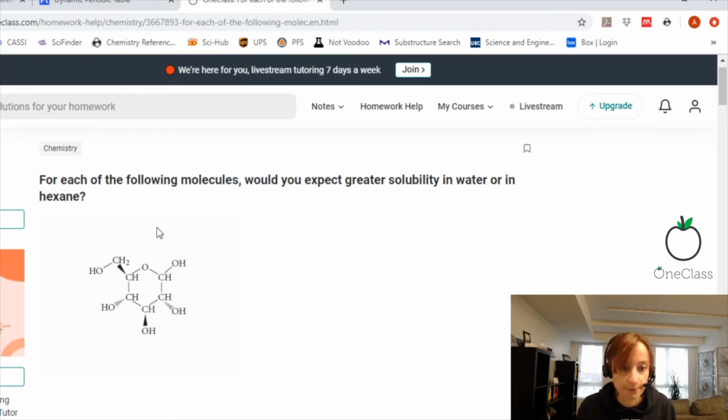In this case, this is glucose. Glucose has 1, 2, 3, 4, 5 OH bonds, so 5 hydrogen bonding spots on it. So it's going to want to hydrogen bond with water, meaning that it is polar, so it will have greater solubility in a polar solvent, such as water.